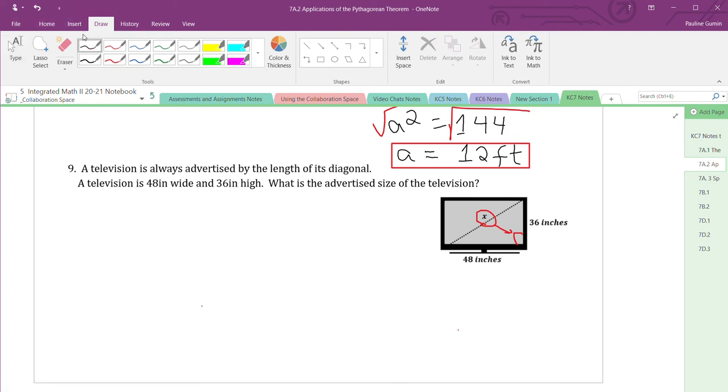I don't know if they make circular TVs or anything other than a rectangle. I don't know if that's a thing. I don't think so. But if you know, let me know.